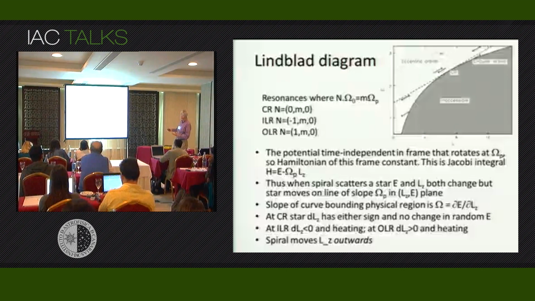So we're going to have a relationship which says that the change in the energy, dE, is equal to omega p, the pattern speed, times dLz. That means that stars in this diagram are going to move along lines of a particular slope. The spiral structure will cause stars to move like this at a particular slope. This is a particular pattern speed.